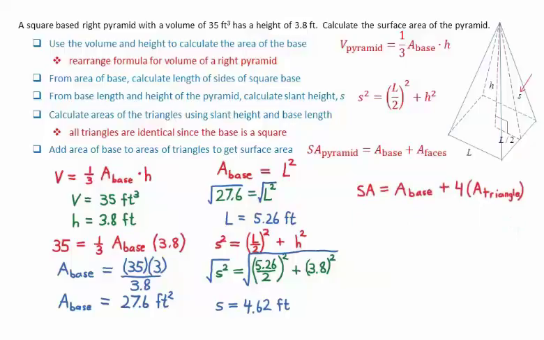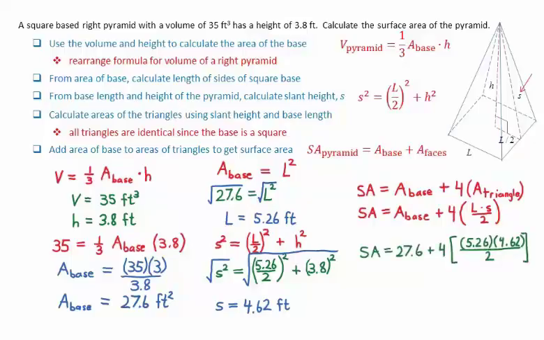We can then figure out the surface area by adding the area of the base and the area of all 4 triangles. For the triangles, the L corresponds to the base of the triangle and the S corresponds to the height of the triangle. The area of a triangle is 1/2 base times height, so we can go 1/2 L times S. Substituting in for the L, the S, and the area of the base, we get an overall surface area of 48.6 square feet.